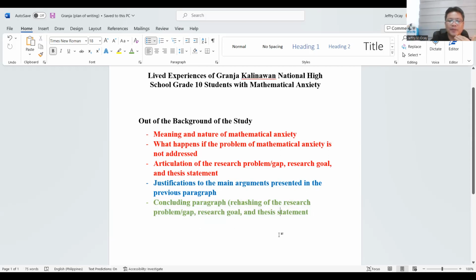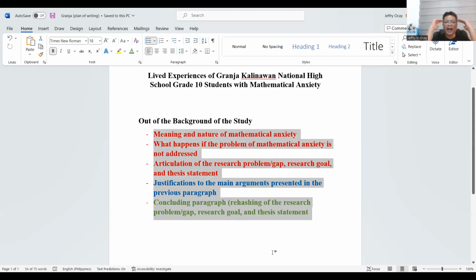So you see, as I explained as well in part 2, you need to have the plan, you need to have the outline so that you won't get stuck along the way, so that you will be guided properly in writing this part. Not just this part, but all other parts of your thesis or dissertation. There should be an outline.